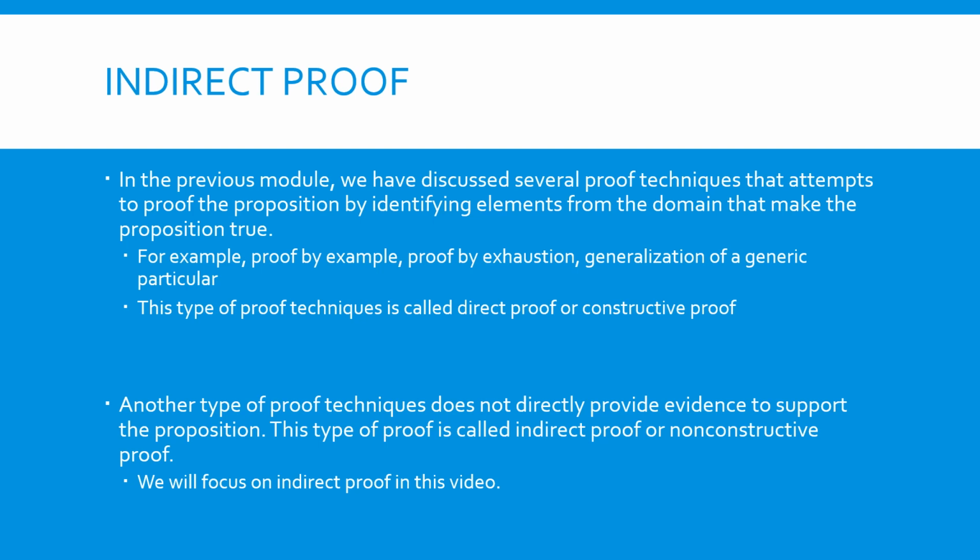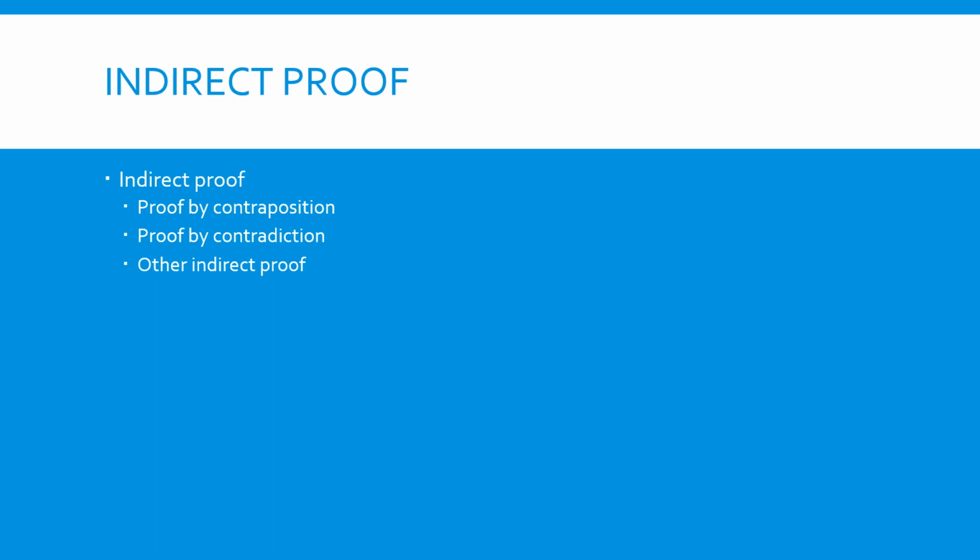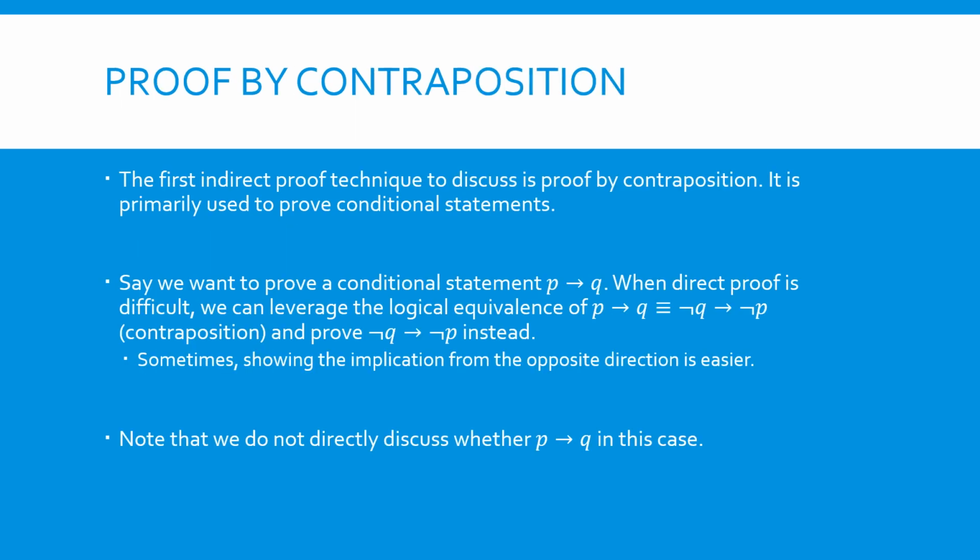Another type of proof technique does not try to identify the evidence for the proposition, and they are called indirect proof or non-constructive proof. In this video, we will discuss several indirect proof techniques. Specifically, we will discuss proof by contraposition, proof by contradiction, and give an example of other indirect proof techniques that do not belong to the above two classes. First, let's look at proof by contraposition.